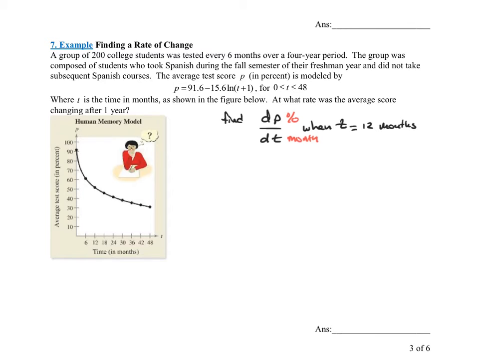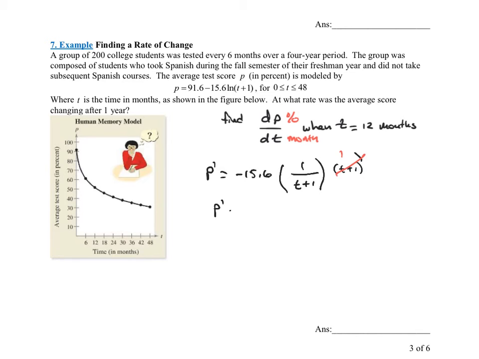So let's go ahead and do this. We want to find P prime, the derivative of P. What's the derivative of 91.6? That's 0. And then what's the derivative of negative 15.6 times the natural log of t plus 1? Well, it's negative 15.6, your constant multiple, times the derivative of the natural log of t plus 1. That's 1 over what's on the inside, so 1 over t plus 1, times the derivative of the inside. Here's t plus 1, and then we'll do the prime on that one. So what is the derivative of t plus 1? That's quite simply 1, isn't it?